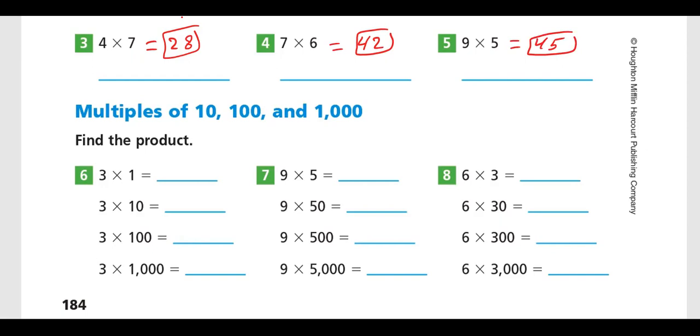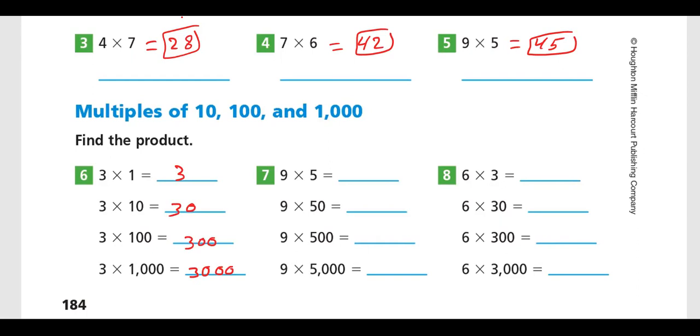3 times 1, 3. 3 times 10, put 0. So 3 times 10 is 30. I have 2 zeros, write 2 zeros, and 1 times 3 is 3. With 3 zeros, 1 times 3 is 3. It will be 3,000. The same.